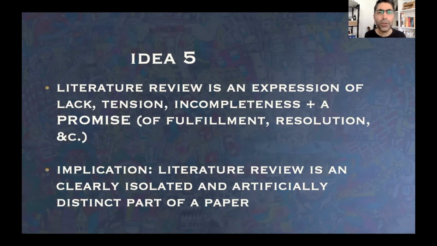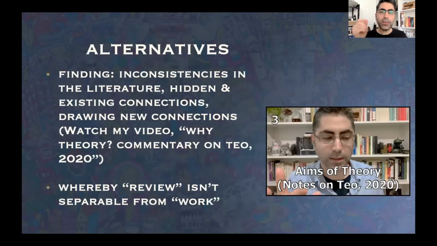The title is literature review, separated from where you talk about your methods and where you talk about your results and your discussion. So these artificial separations itself is worth paying attention to. There are alternative ways of thinking about literature review. It doesn't have to be a part of your paper that doesn't accomplish anything. It doesn't do any work. And alternative ways of thinking about literature review are possible.